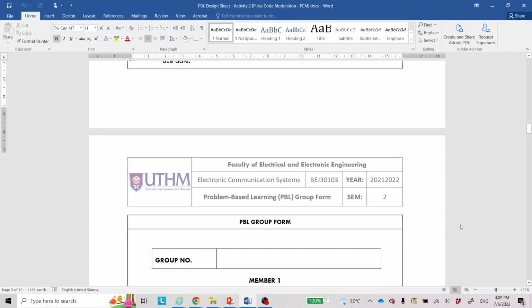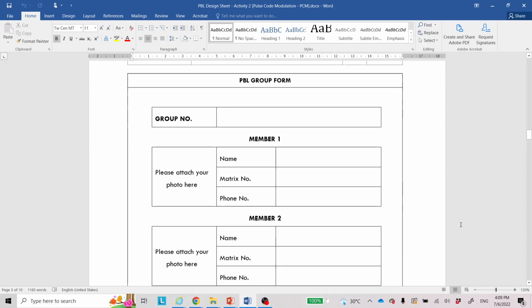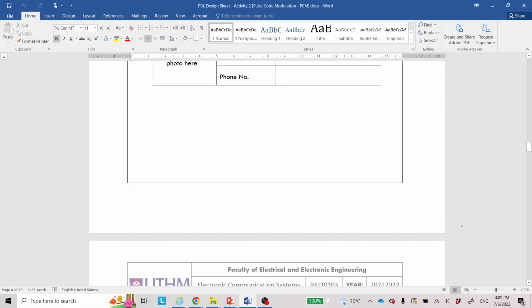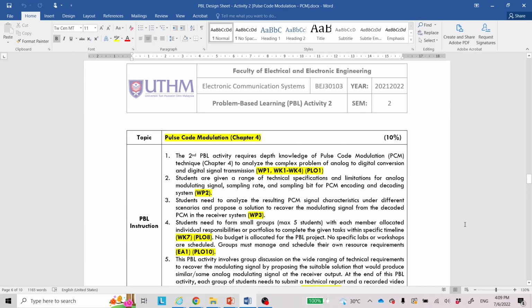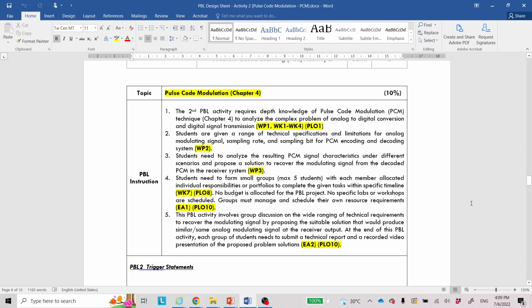So what you will do actually, okay, this one. So this is about pulse code modulation, PCM, which involve sampling, quantization, and also the encoding. Okay, so for the second PBL activity requires depth knowledge of pulse code modulation in chapter 4 to analyze the complex problem of analog to digital conversions and digital signal transmission.